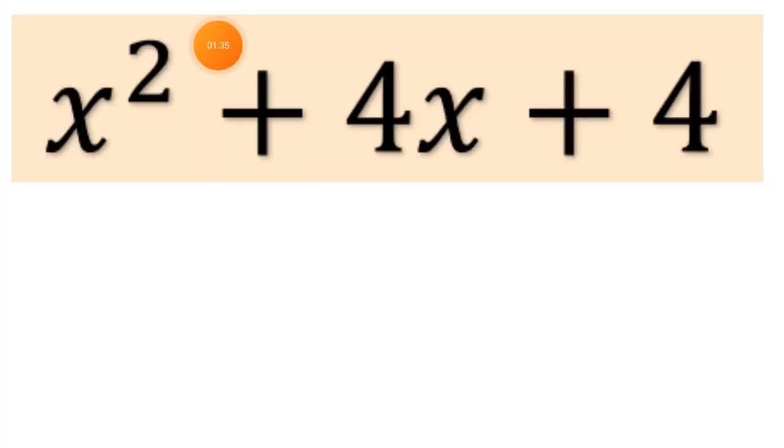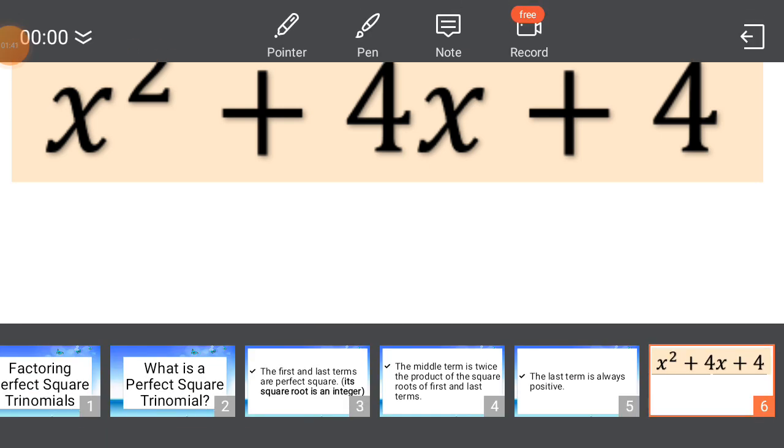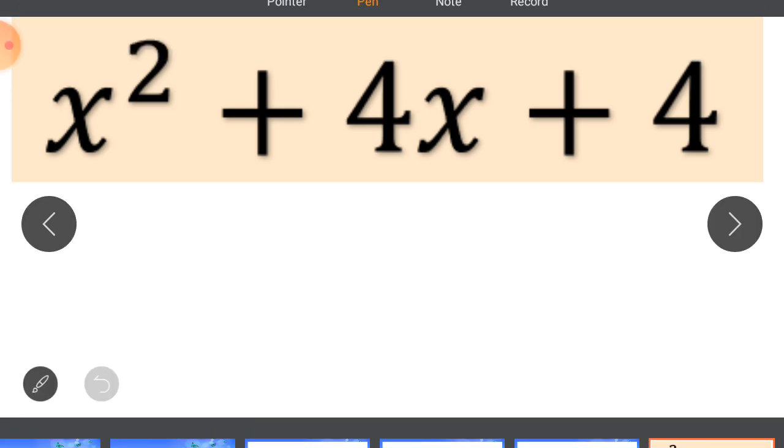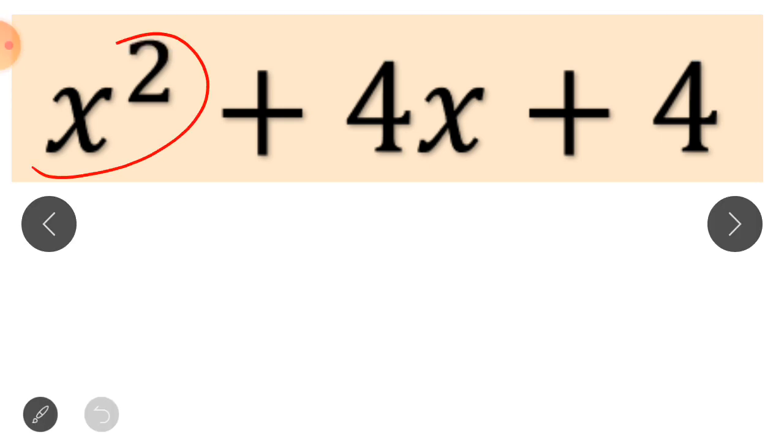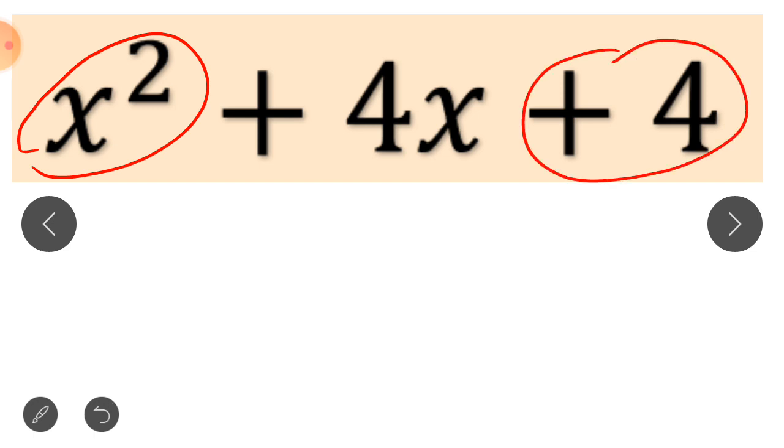Okay, so we're going to prove that this trinomial is a perfect square trinomial. So how do we do that? The first thing to consider are the first term and last term. So they must have a square root. So the square root of x squared is x. The square root of 4 is 2.